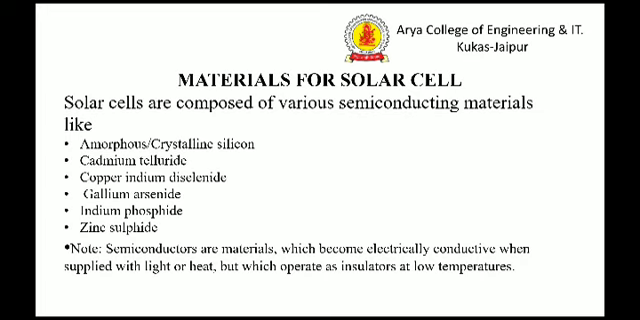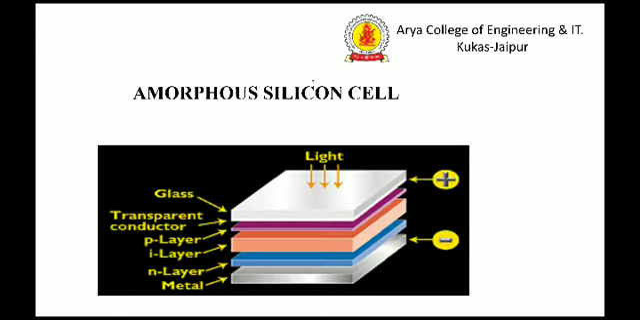Materials used for solar cells. Solar cells are composed of various semiconducting materials like amorphous or crystalline silicon, cadmium telluride, copper indium dioxide, etc. Note: semiconductors are materials which become electrically conductive when supplied with light or heat, but which operate as an insulator at low temperature.